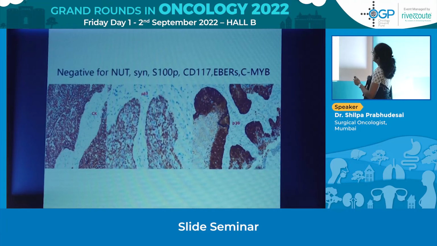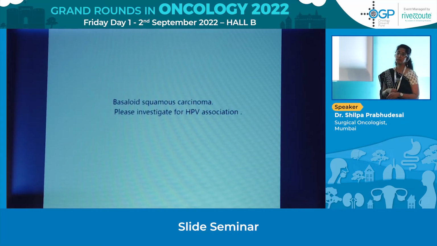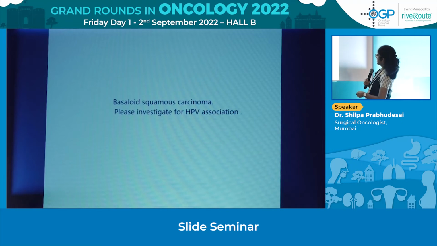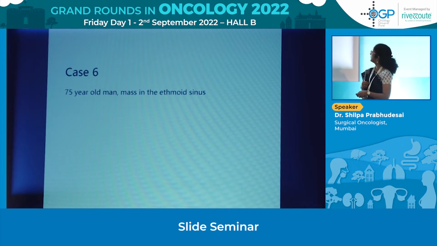So with this marker profile, we call it a basaloid squamous carcinoma, and please investigate for HPV association. Just because it is P16 positive on immunohistochemistry does not necessarily make it HPV associated. So, from the maxillary sinus to the ethmoid sinus, 75-year-old.